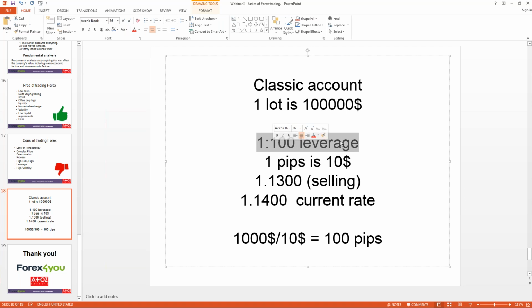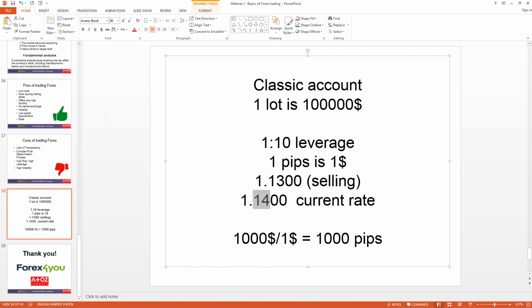If you use less leverage, let's say 1 to 10, one pip is $1, then your deposit can hold 1,000 pips. So if you are selling at 1.13, you would lose all your money only if the rate becomes 1.23. Buying, you would lose everything only if the rate becomes 1.03, like that. So please don't use very high leverage.